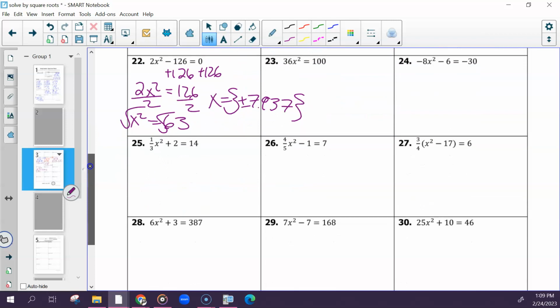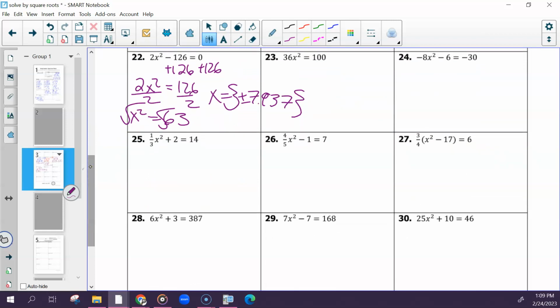Once you have that written down, look at numbers 23 through 30. Of those, which ones do we want to go over? They look challenging, or you're not sure how to start them, anything like that. 27. It's been popular today. Yeah, that's the only one that has parentheses. Okay. Any others? 30. Okay, let's do those 3.